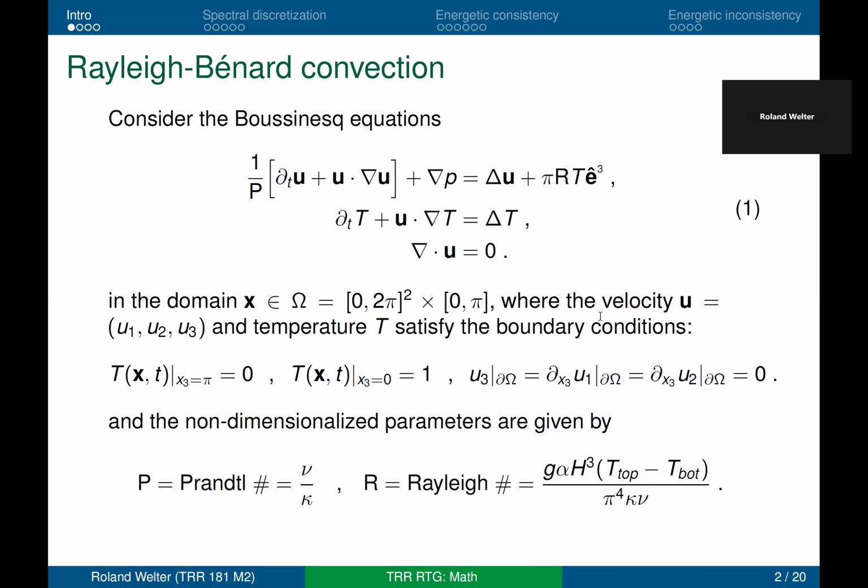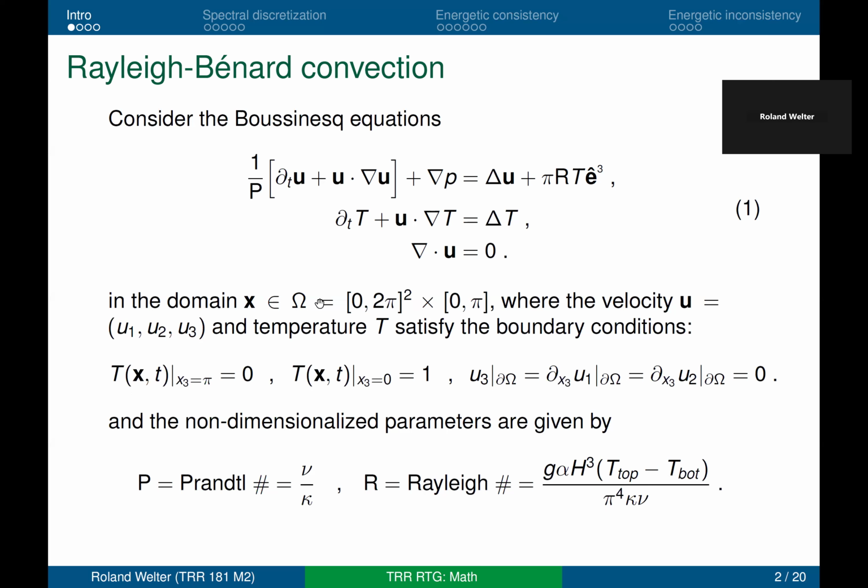Today, we'll consider the Boussinesq equations, which are commonly used in atmospheric and oceanic modeling. They govern the velocity u and temperature T of a fluid and consist of the Navier-Stokes momentum equation for the velocity u, which includes a buoyancy force acting in the vertical direction, an energy equation for the temperature T, and an incompressibility condition on the velocity.